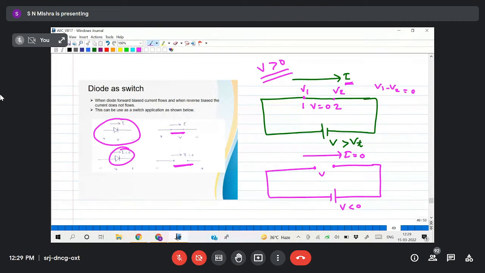So in the same way, if we use the diode in forward bias condition, current is flowing. When we do not use it in forward bias, or we use reverse bias condition, then current is not flowing. So we can say that it is acting as a switch.